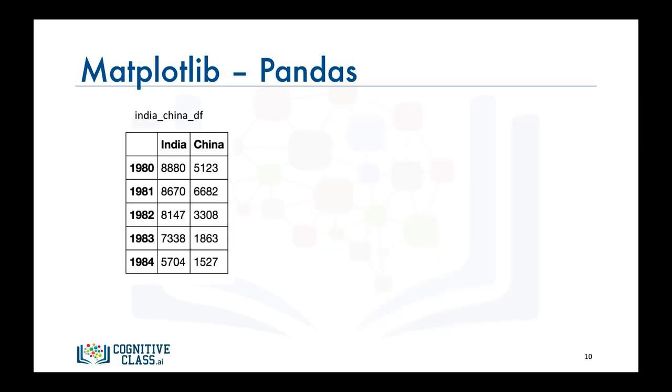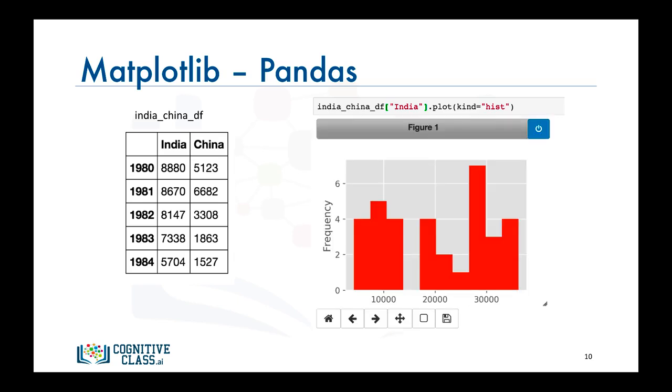Plotting a histogram of the data is not any different. So say we would like to plot a histogram of the India column in our data frame. All we have to do is call the plot function on that column and set the parameter kind to hist for histogram. And there you have it, a histogram of the number of Indian immigrants to Canada from 1980 to 1996.